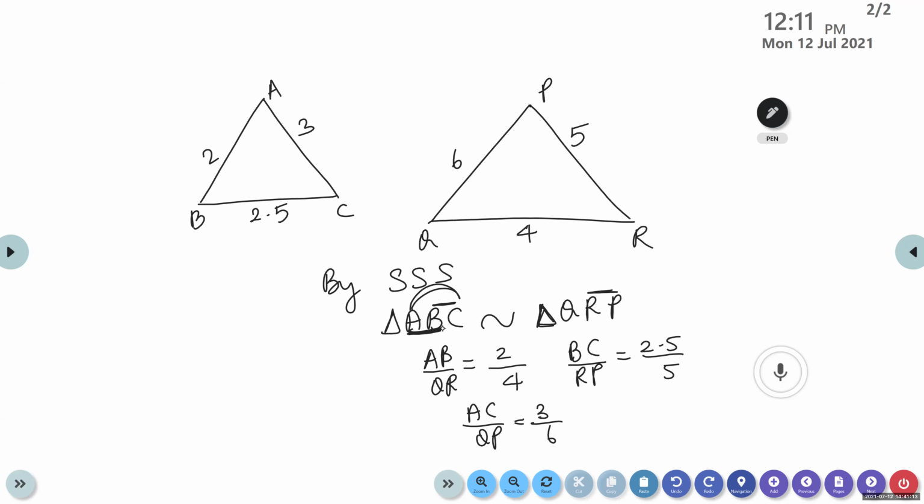Ma'am, what's the question? Identify whether the triangles are similar. If similar, write in symbol.